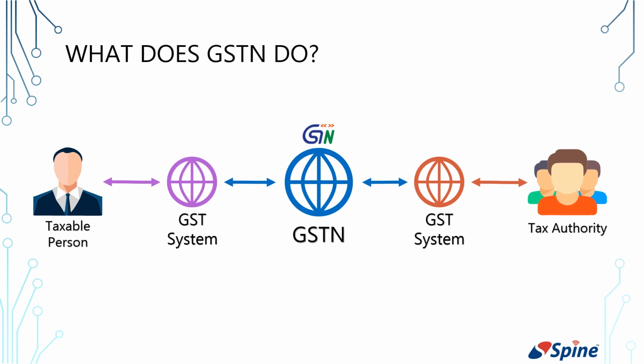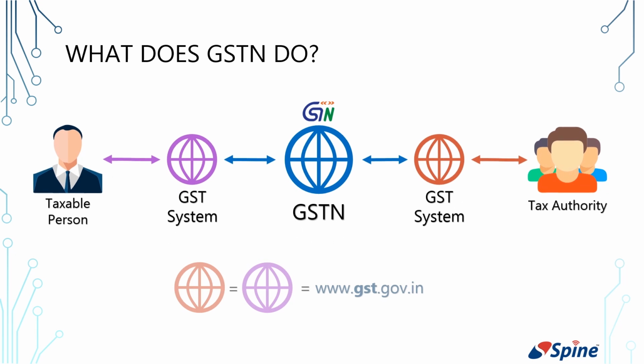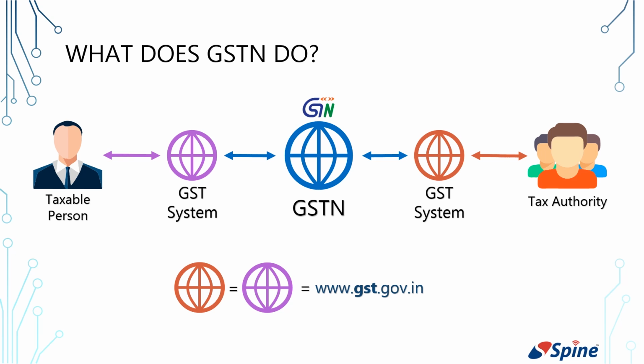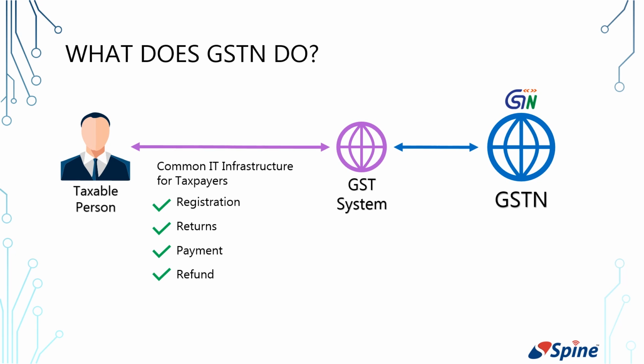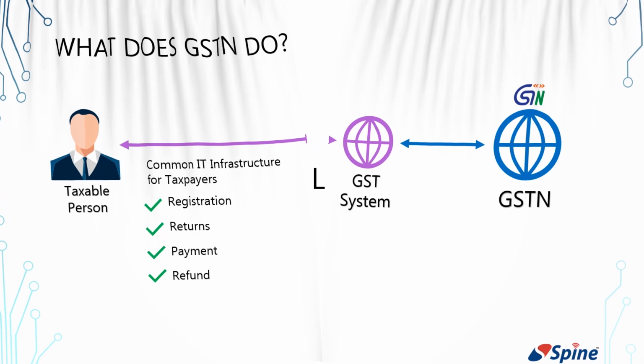It was decided that a common GST system would be created that would be accessed both by the taxable person as well as the tax authorities to comply with their respective tax liabilities. This system was given the shape of a website which is www.gst.gov.in. So, under this GST system, both the taxable person and the tax authority go to the same website, log in with their respective credentials, and do their respective jobs. Hence, for a taxable person, GSTN is providing an interface where he can file returns, make payments, and complete the other formalities.